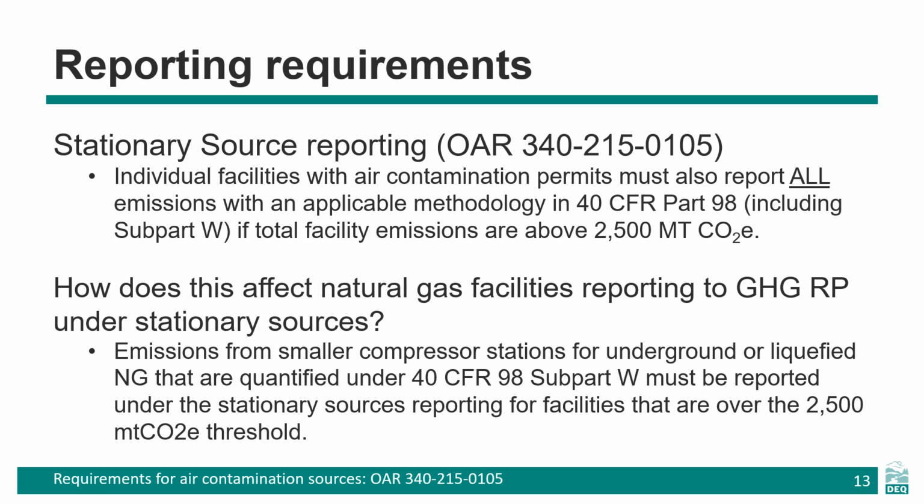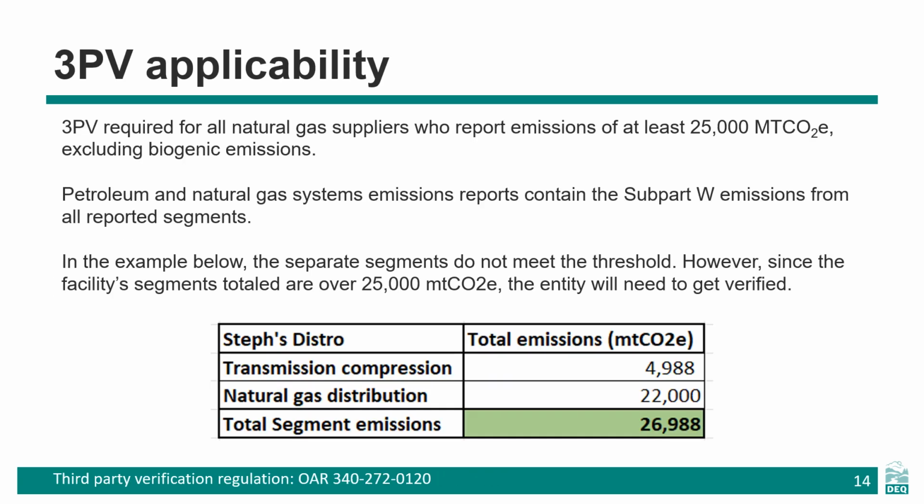This rule requires that natural gas facilities, such as smaller compressor stations for underground or liquefied natural gas storage, report their subpart W emissions under the stationary source reporting sector discussed in Course 2. The threshold for third-party verification is emissions equal to 25,000 metric tons of CO2 equivalent, excluding biomass emissions.